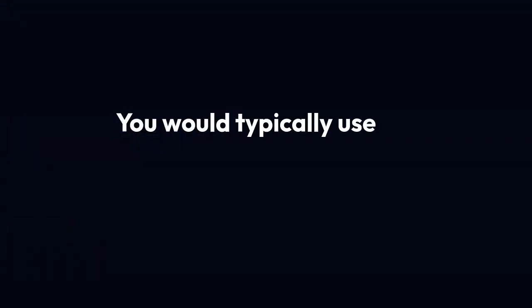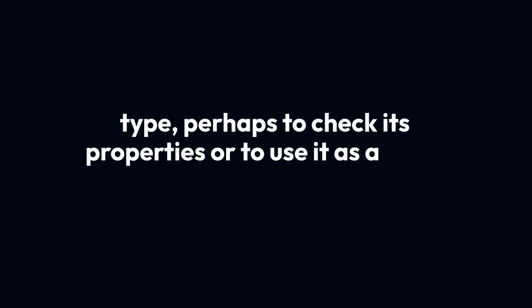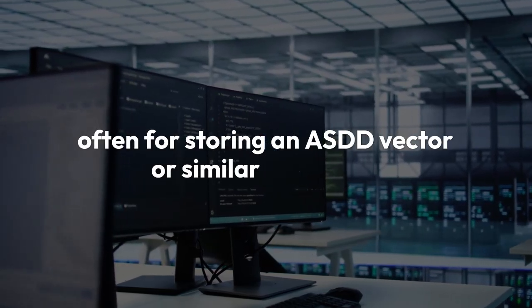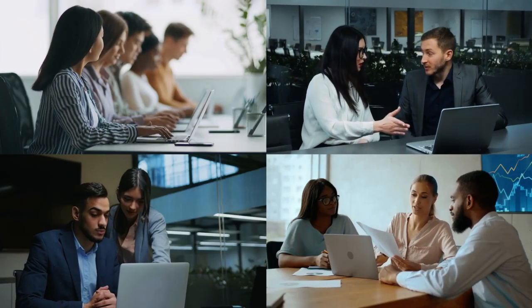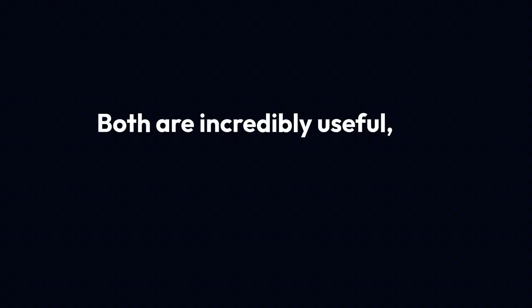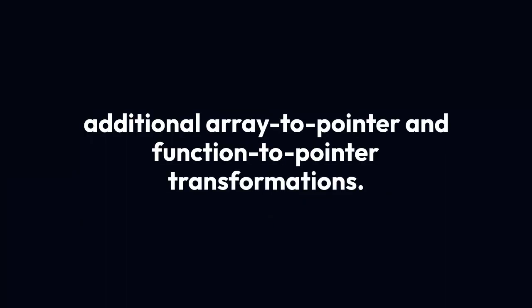You would typically use std::remove_cvref when you just want the raw, underlying type, perhaps to check its properties or to use it as a base. You would use std::decay when you need a type that behaves like a value, one that has undergone the standard C++ decay rules, often for storing in a std::vector or similar container, or when you're working with auto deductions in templates where you want the value type. Both are incredibly useful, but their specific applications differ based on whether you need those additional array-to-pointer and function-to-pointer transformations.